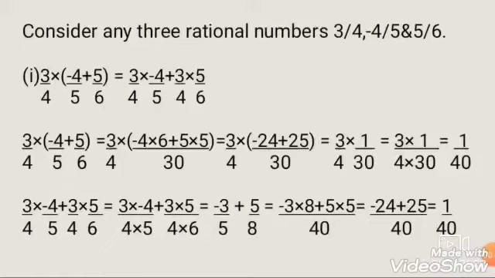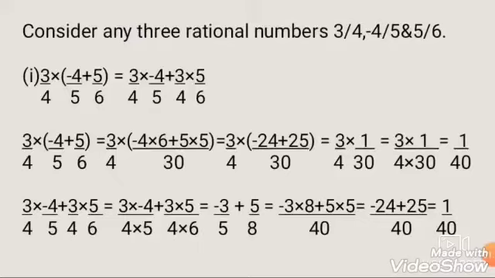So first let me take the bracket terms. Now we are going to add these two rational numbers. Since the denominators are not equal, let me take an LCM. The LCM is 30. So we get minus 4 into 6 plus 5 into 5.